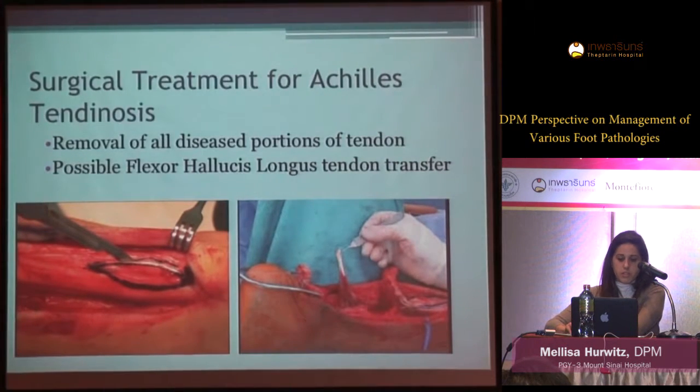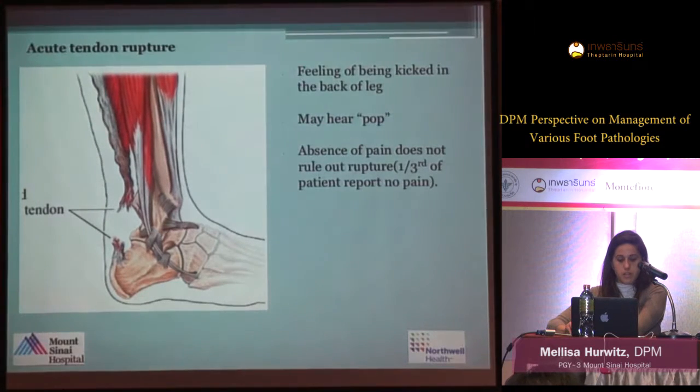So surgical treatment for Achilles tendinosis, as I mentioned, is in general debridement of any diseased tendon. In addition, if the amount of debridement or diseased tendon found intraoperatively appears to be more than was planned, you can also augment your procedure with a flexor hallucis longus tendon transfer, which is a muscle and tendon really proximal to the Achilles tendon, and when inserted in and around the insertion of the Achilles tendon, can produce very acceptable amounts of plantar flexion, as you would need with a healthy Achilles tendon.